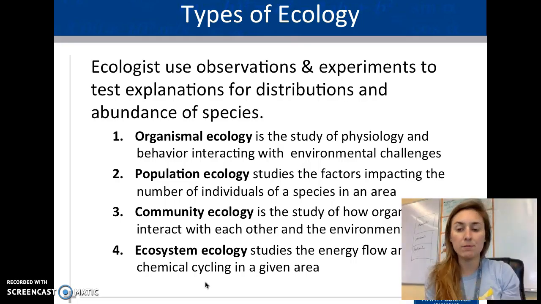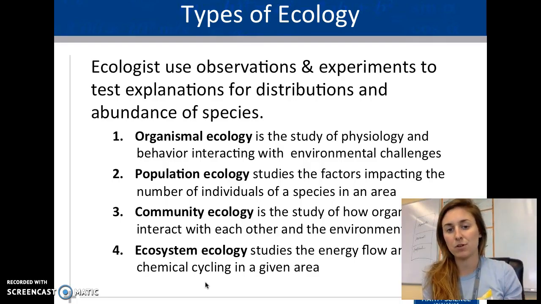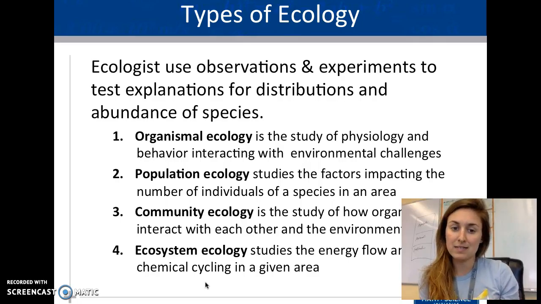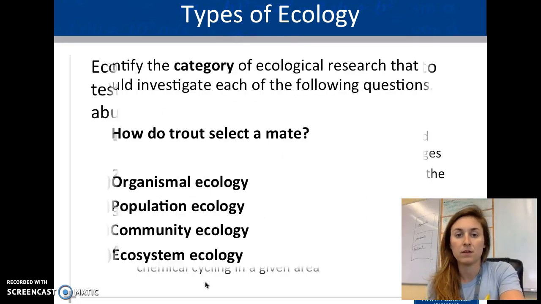There are four types of ecology that we talked about. Organismal, also behavioral ecology, looking at a specific physiology and behavior of one individual. Population ecology, the interactions within a group of one species, so a herd of deer, a group of ants. Community, how different species interact. And then ecosystem ecology is looking at the abiotic factors and how they interact with the biotic factors.